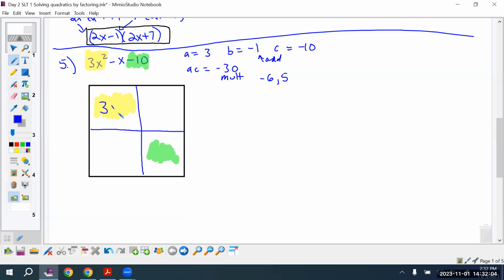We have 3x squared and negative 10. Now what's going to happen, instead of putting negative 1, I'm going to use the negative 6x and the 5x because they add to negative 1. You have to look at this little box like this is a multiplication table here. So we have to put up at the top here.